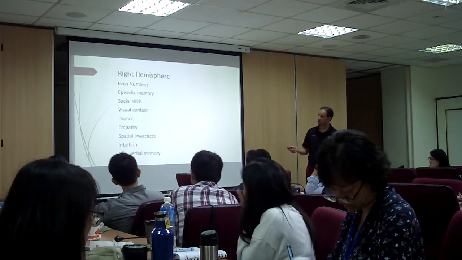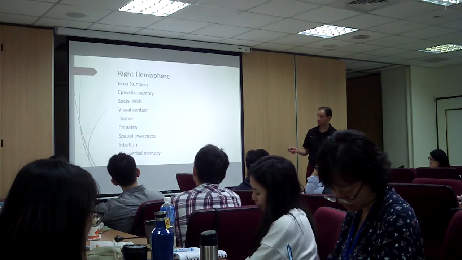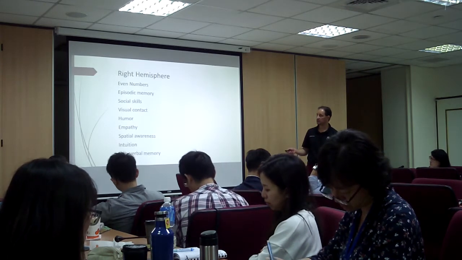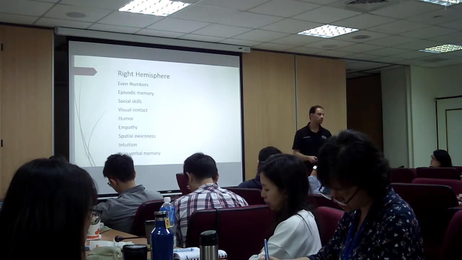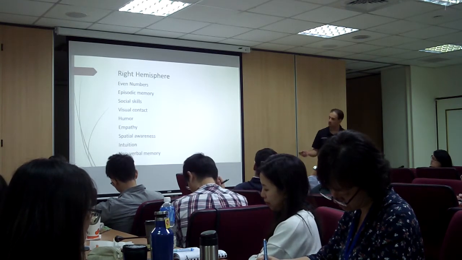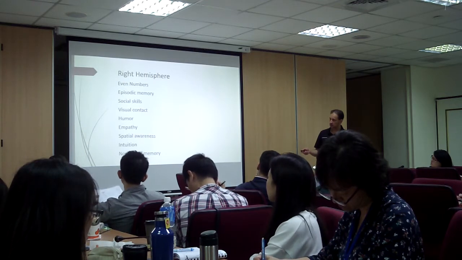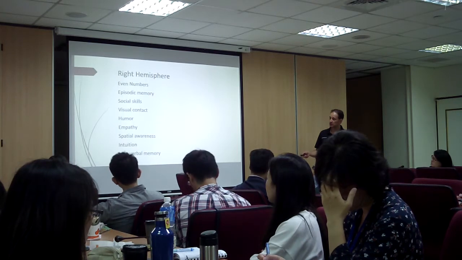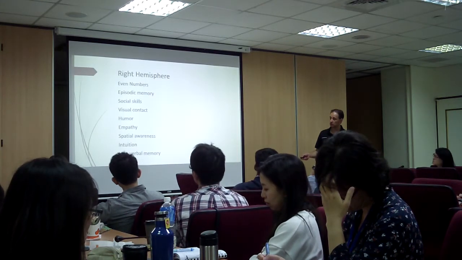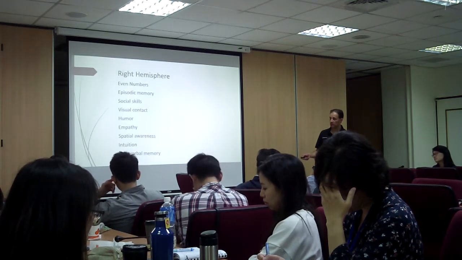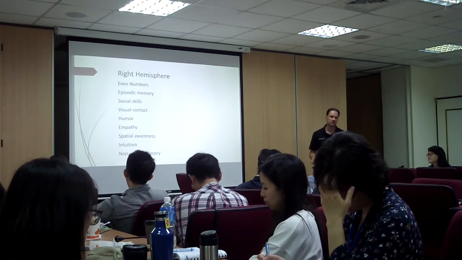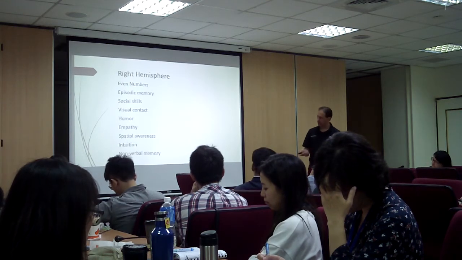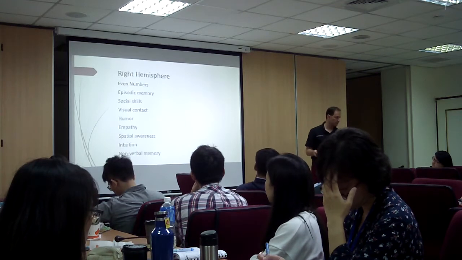And for the right hemisphere, episodic memory, social skills. So T6 is a good one for social skills. T4 is a good one for social skills. Eye contact, so those people who talk to you but they look down, they don't look at you in the eye. That's the right hemisphere. Also humor and empathy, spatial awareness, intuition, and social memory, non-verbal memory. So especially memory that has to do with adverse experiences. The right brain, T6, T4, is good. Sometimes F8 is a good place to train them too.